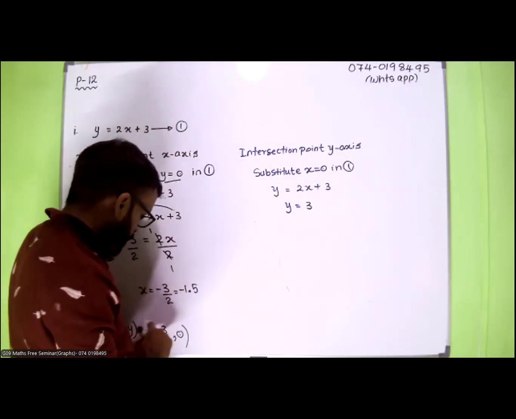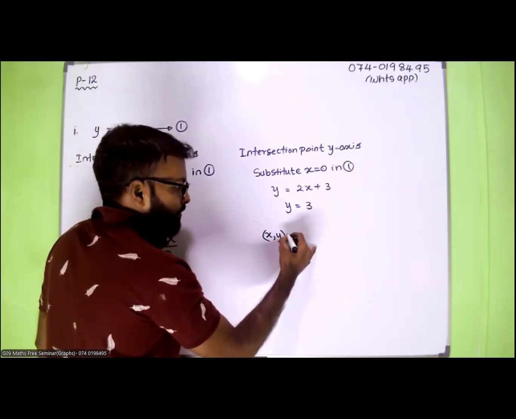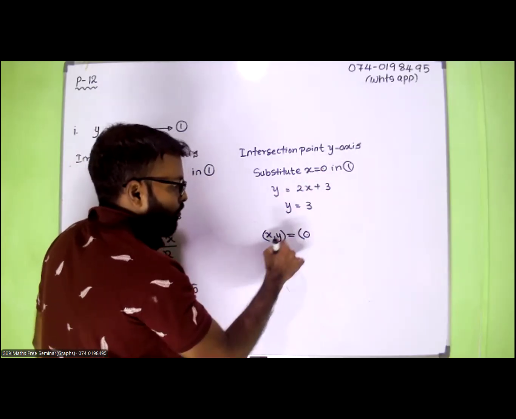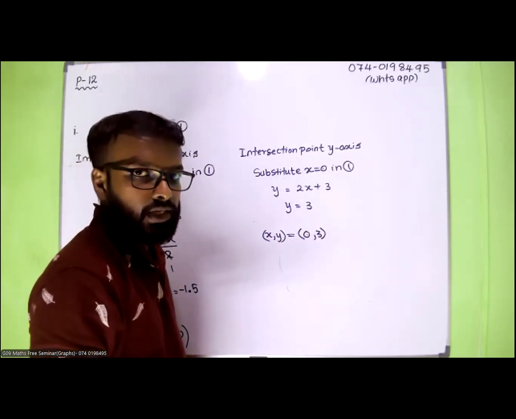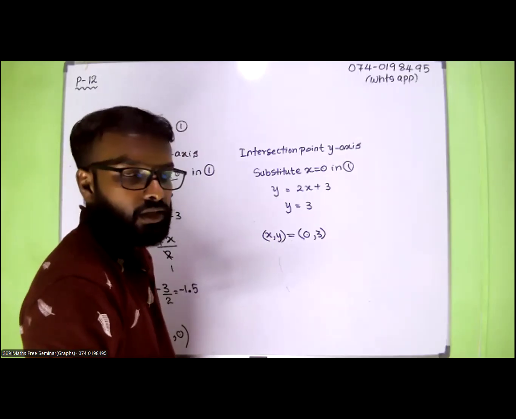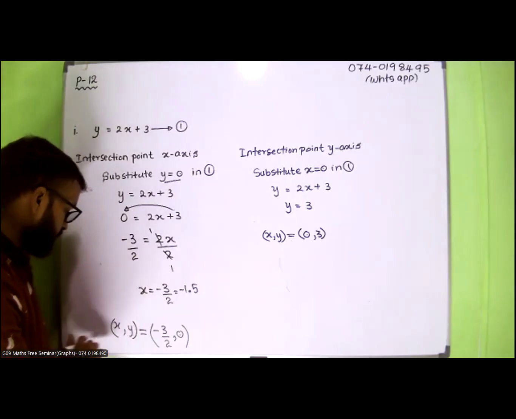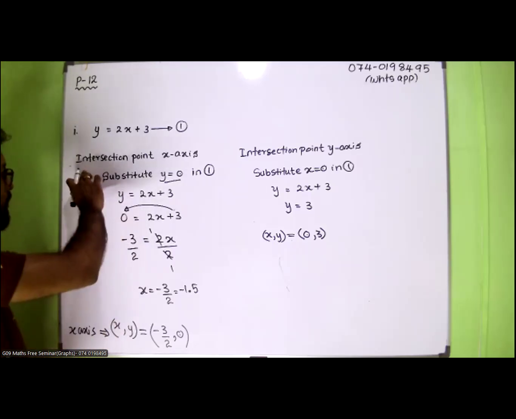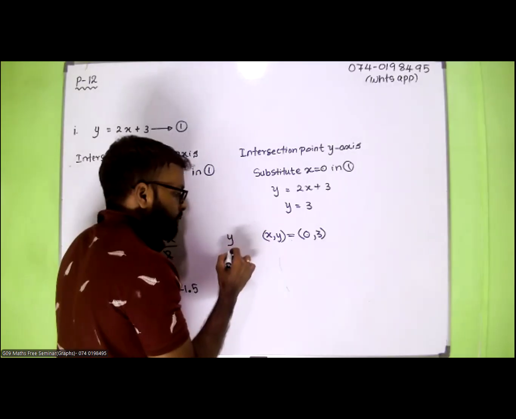So you can write down the intersection point like this: x comma y, x is 0, y equals 3. So now these are the points. This is the point where it crosses the x-axis, the intersection point of the x-axis. This is the intersection point of the y-axis.